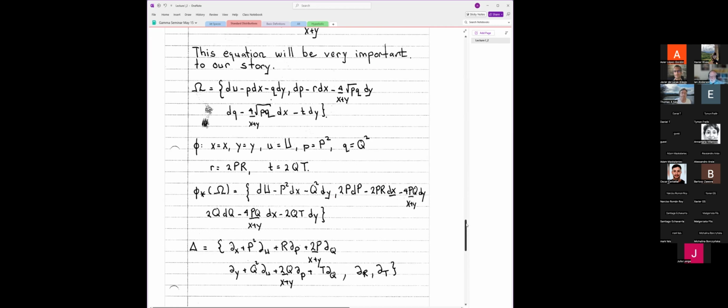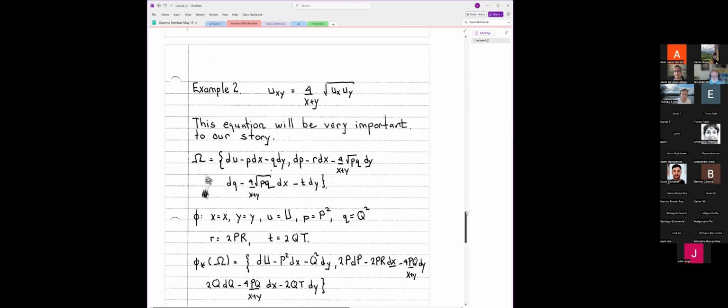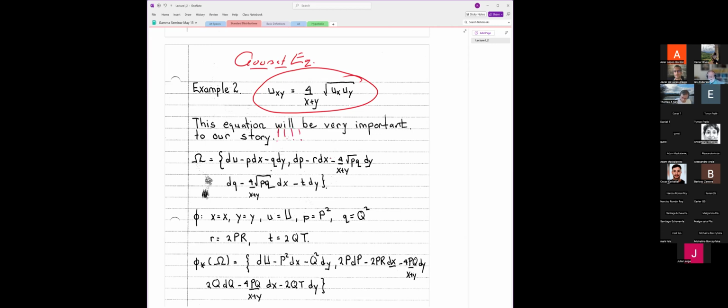Okay, here it is. This example is in the classical literature sometimes called the Goursat equation. That's not very useful because there's hundreds of different equations in the literature that always seem to have the name Goursat attached to it. But Goursat did write a paper dealing with exactly this kind of equation. And this equation will be very important in the story that I want to tell.